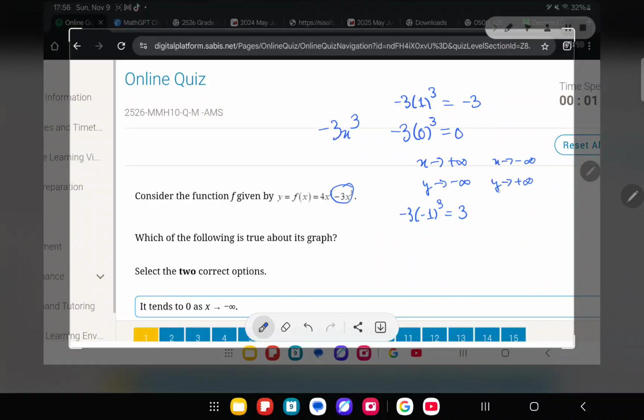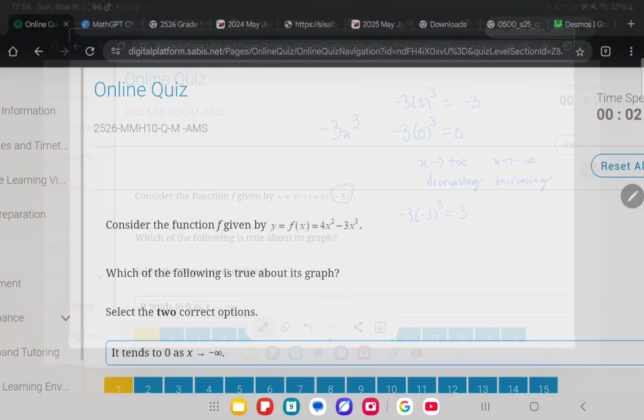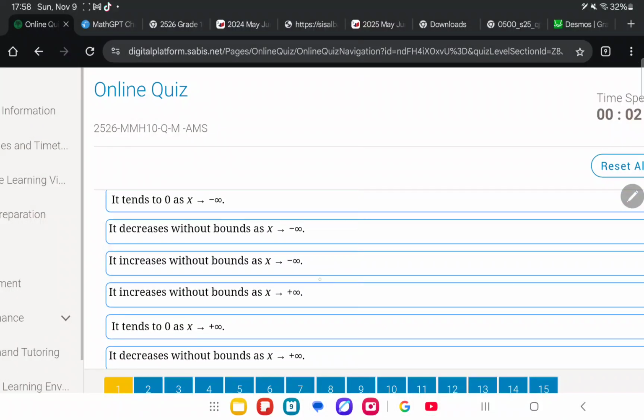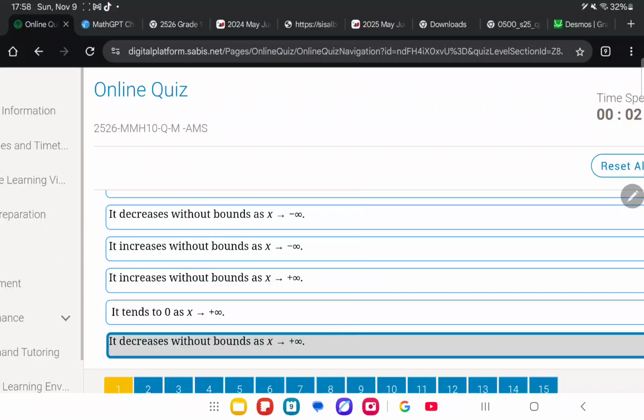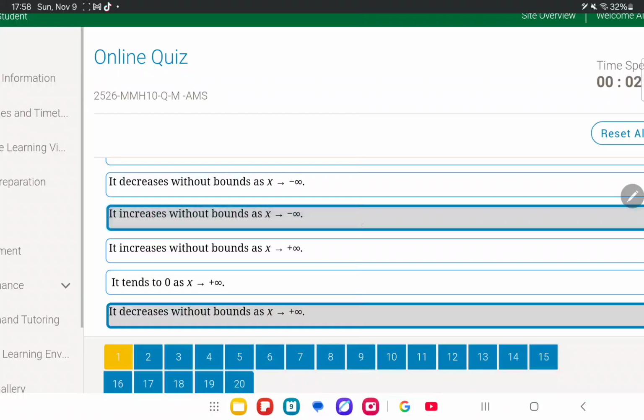When I say y approaches plus infinity, what they mean in the options is increasing, and of course the opposite for this one, this is decreasing. Okay, so you just have to remember that y decreases when x is going to plus infinity, and increases when x goes to minus infinity.